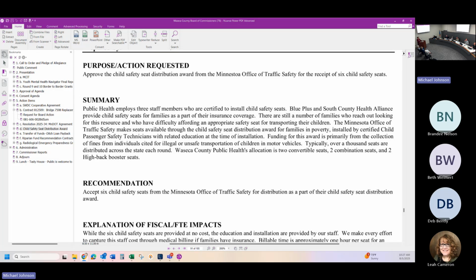Okay, there's no other questions. I look for a motion to accept these 6 seats from Minnesota Office of Traffic Safety. So moved. Moved by Commissioner Mulder, second by Commissioner Hargit to accept 6 seats. Any other discussion? If not, all in favor say aye. Aye. All opposed, same sign. Motion carries. Thank you. All right, thanks, Sarah.